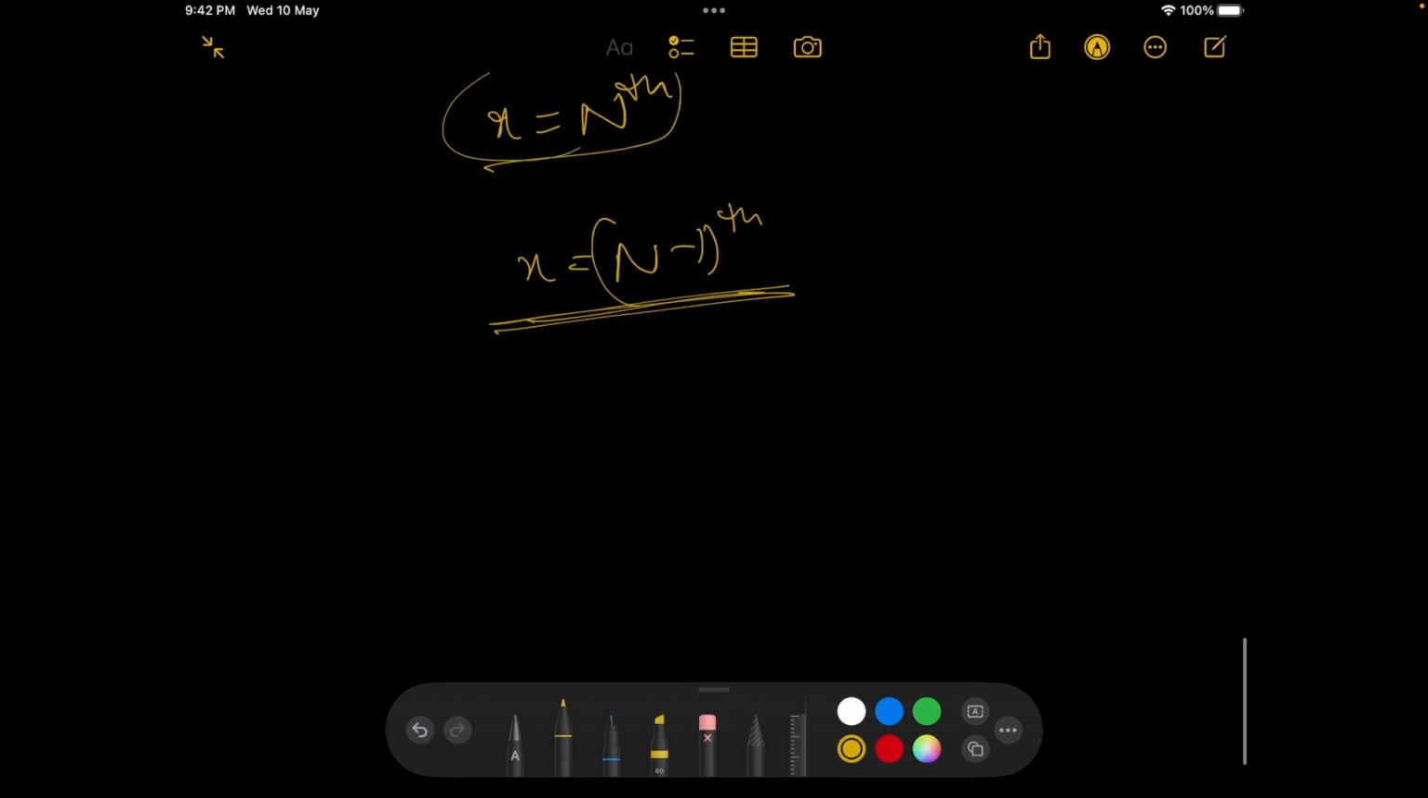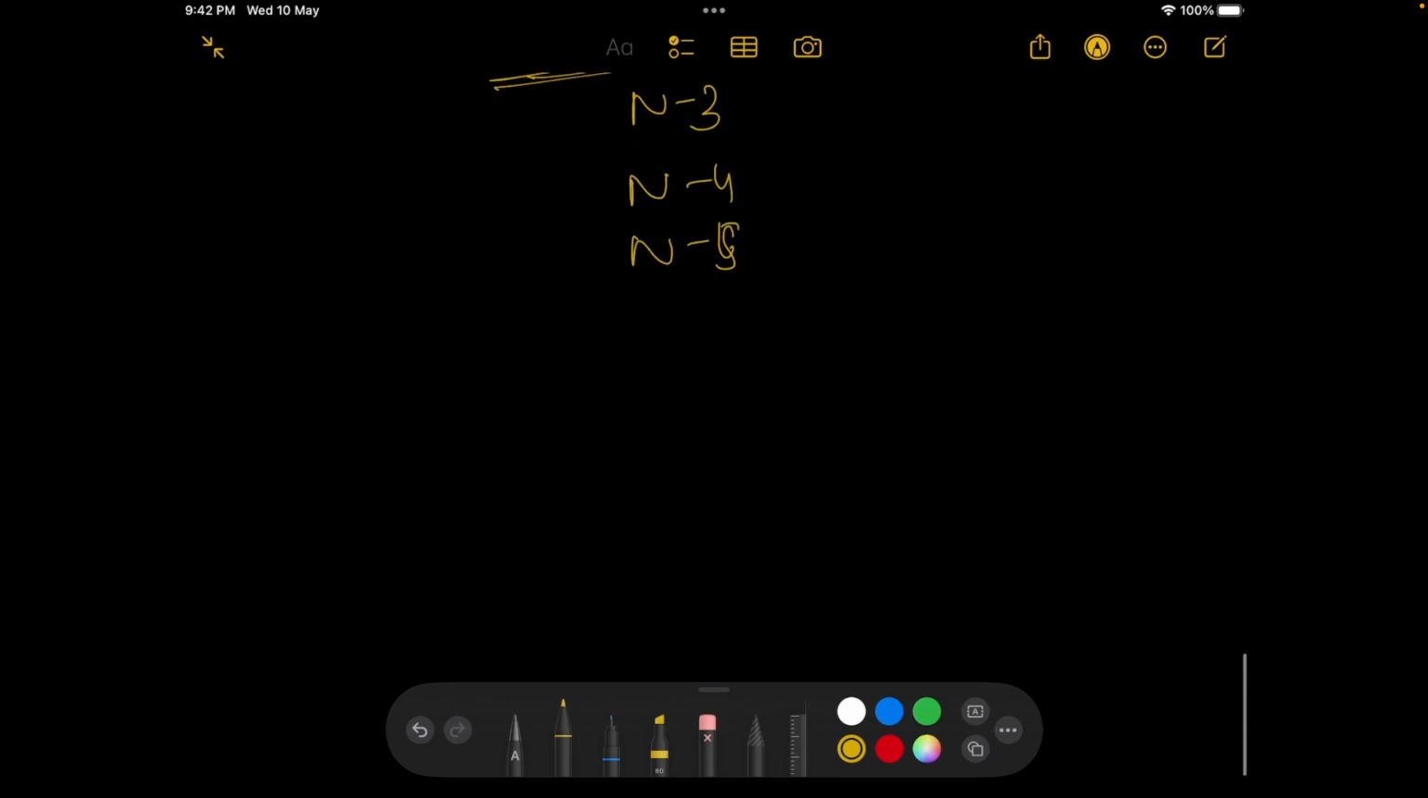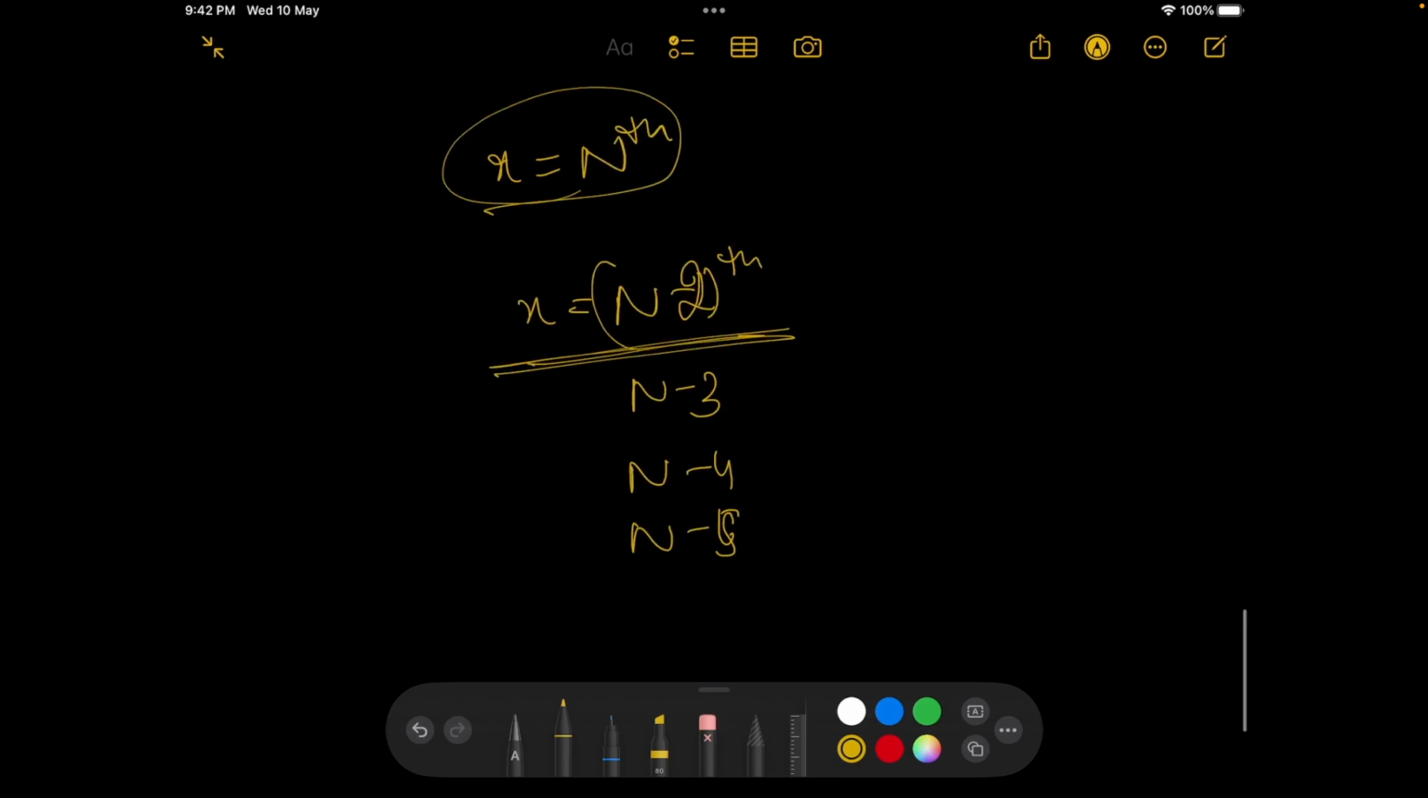If you can remove that, then remove it. But if you can't, then go to n minus 2, or simply keep checking for n minus 3, n minus 4, n minus 5, and so on. But how would you even do it? Now it's easier to say, but how would you do it?